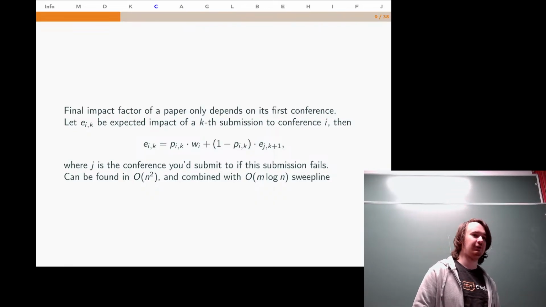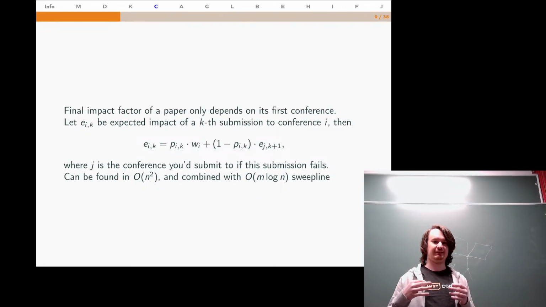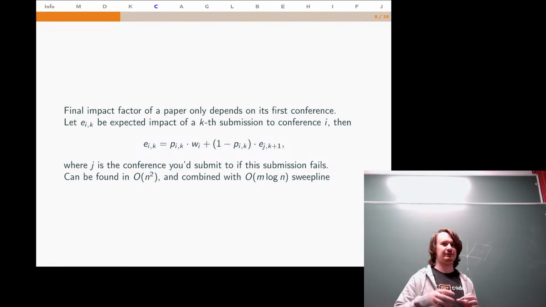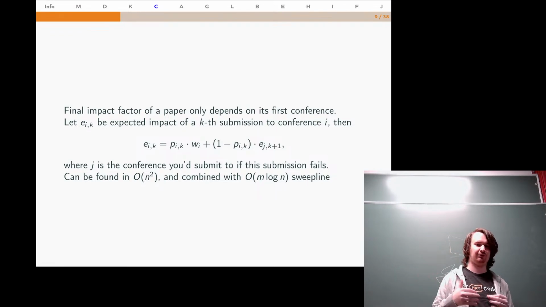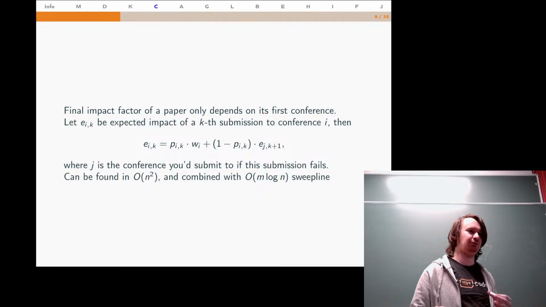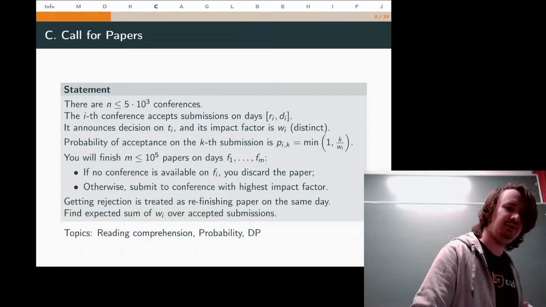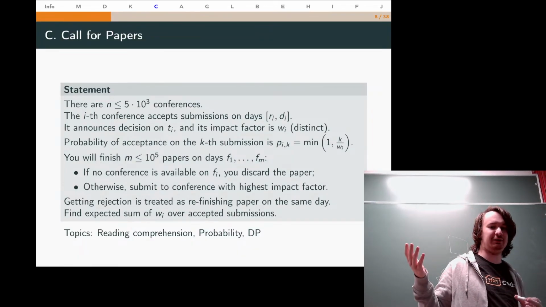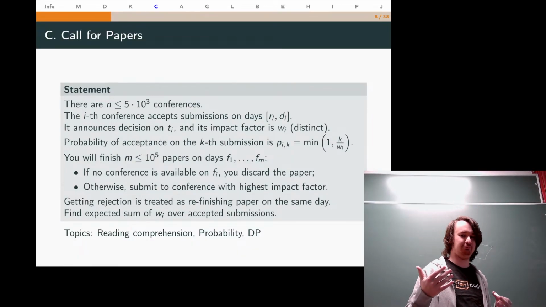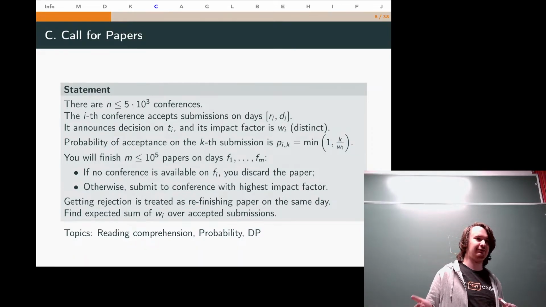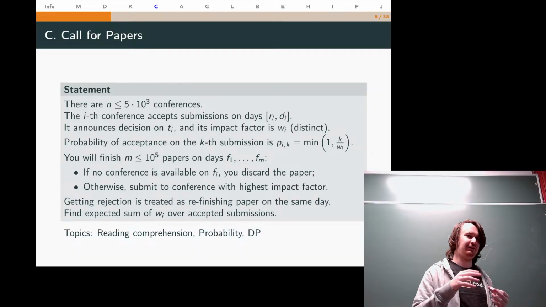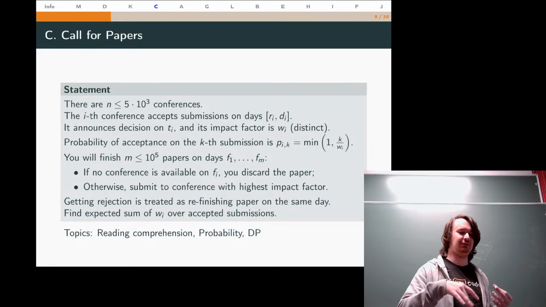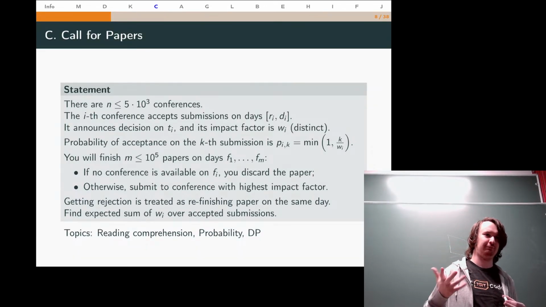First of all, you should notice that essentially the final impact factor of a paper, and the path that it can travel, only depends on the first conference that this paper was submitted to. Because after that, the next time the paper will be submitted, if it must be submitted, will be at the time Ti where the first conference made a decision, and at that time Ti, there is a uniquely defined conference that will accept the paper at that specific time, and so on.